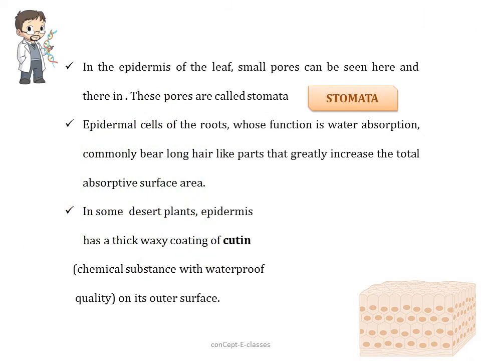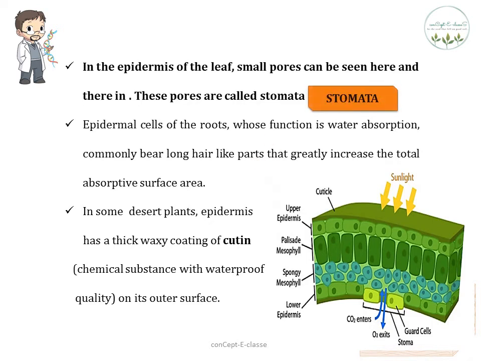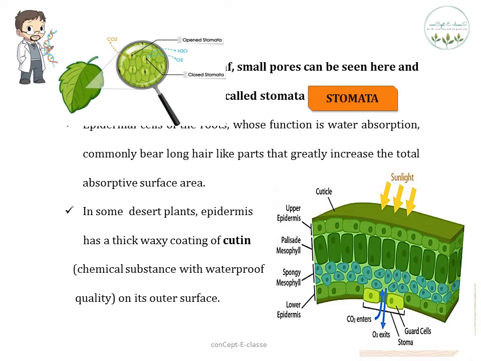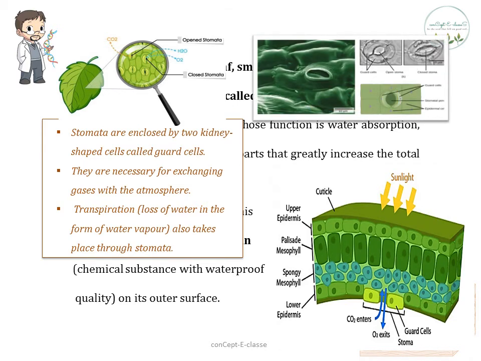Other than this, if you observe the epidermis of a leaf, small pores can be seen here and there, and these pores are called stomata. So the stomata are the small pores that can be seen on the epidermis of a leaf. Stomata are enclosed by two kidney-shaped cells called guard cells. These two are guard cells. See, they are necessary for exchanging gases with the atmosphere.